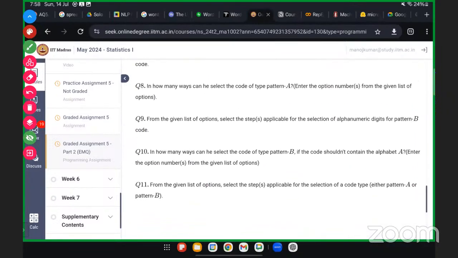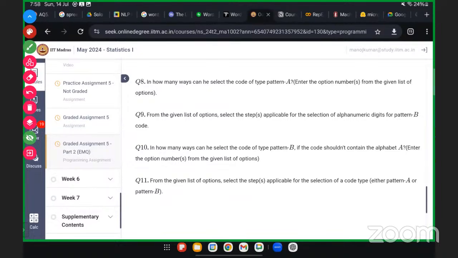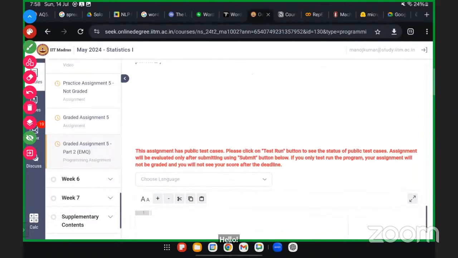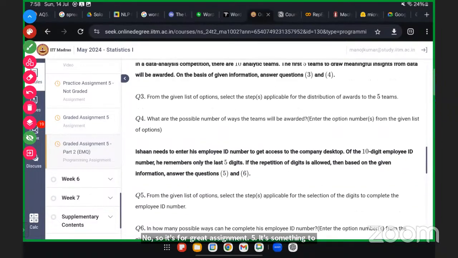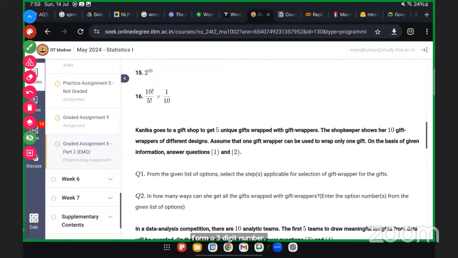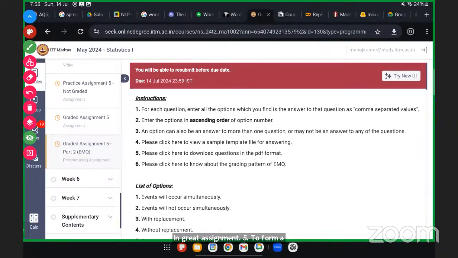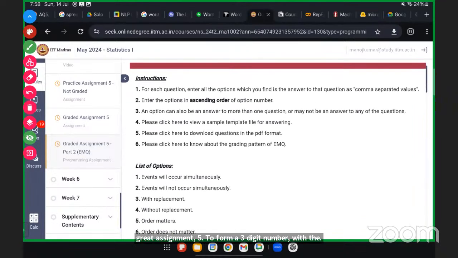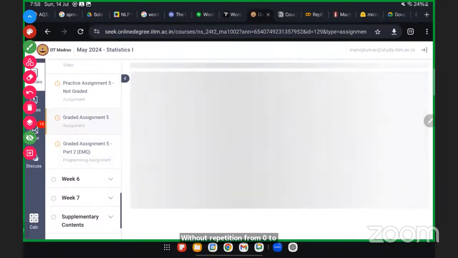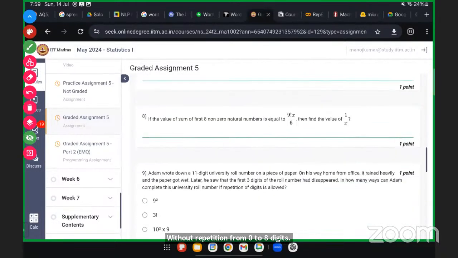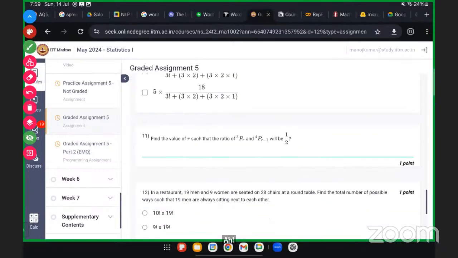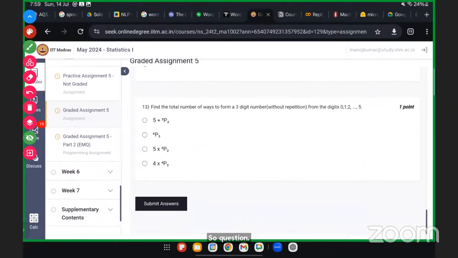Oh, in the EMQ, we have to upload a zip file. Huh? No, sir, it's for graded assignment 5 only. It's something to form a 3-digit number. In graded assignment 5, to form a 3-digit number without repetition from 0 to 8 digits. 0 to 9 digits. You have to do what? Form a 3-digit number. That is okay, that is easy. Yeah, this one, right?